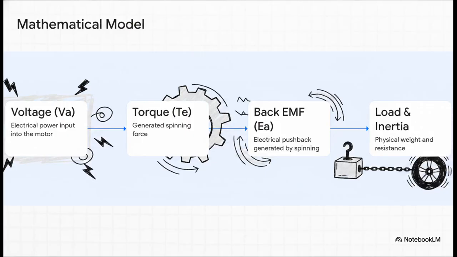Let's break down how this builds a complete picture in 4 clear steps. First, we've got the voltage equation, or VA. This is the electrical power being fed into the motor. Second, that power generates electromagnetic torque, TE, literally our spinning force. Third, as that motor spins, it acts just like a generator, creating a reverse voltage called back EMF, EA, which pushes back against our input. And finally, all of this interacts with the load torque and inertia, which is just the physical resistance of whatever we're trying to move. It's absolutely a perfect mathematical balancing act.